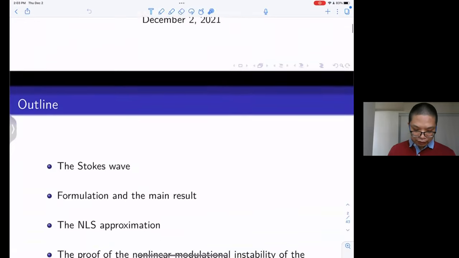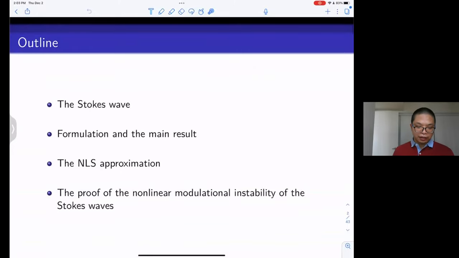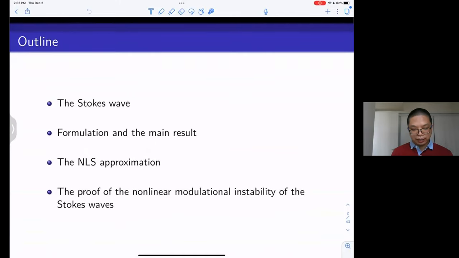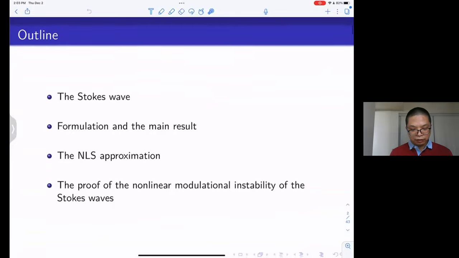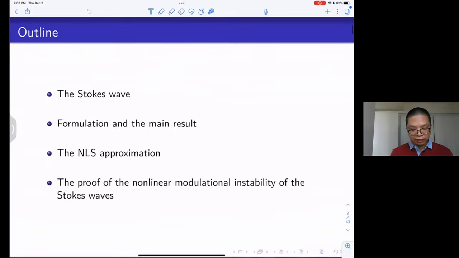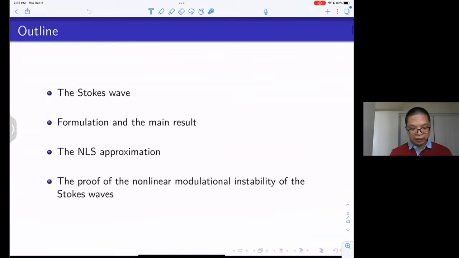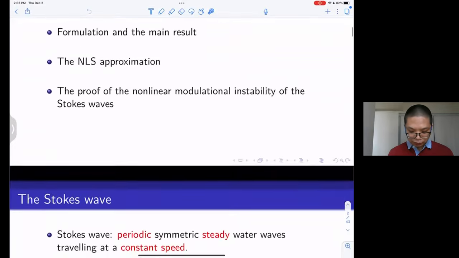So let me start with the outline of this talk. First of all, I will introduce Stokes waves. Then I will show you the main result. Then I will try to illustrate the main ideas of our approach. Two key ideas are modulational approximation by a nonlinear equation and the instability of the nonlinear equation.